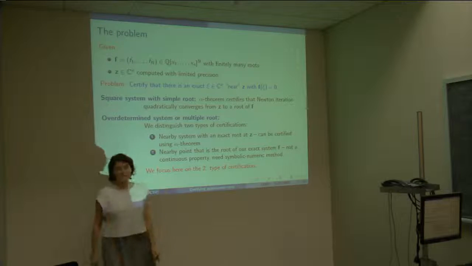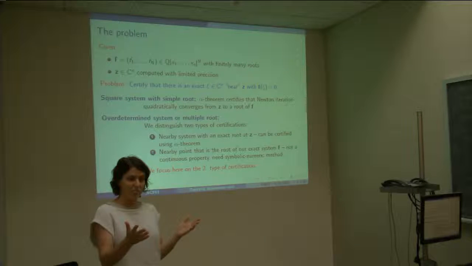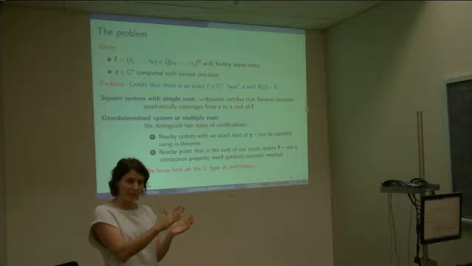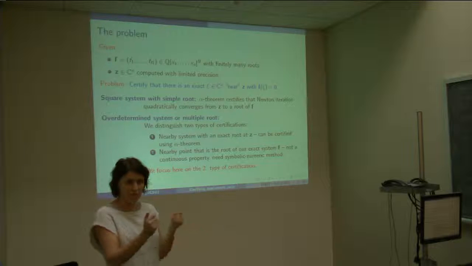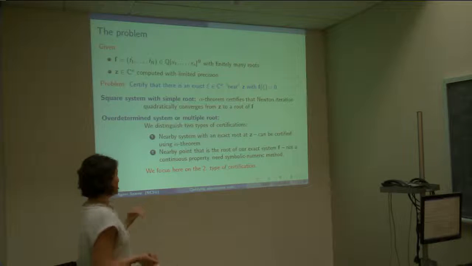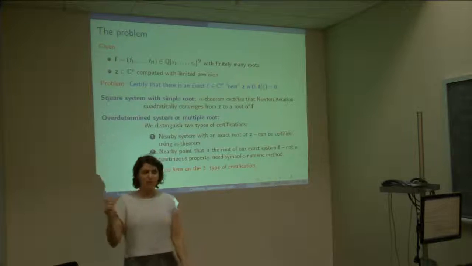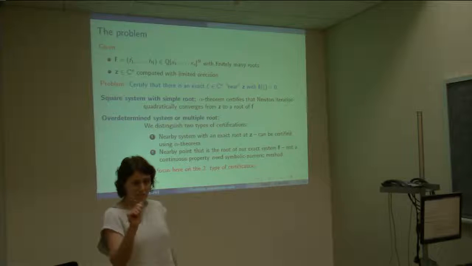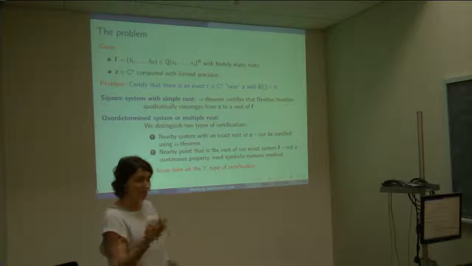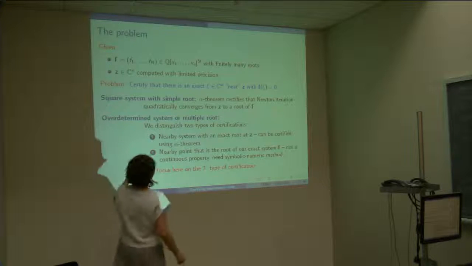For overdetermined systems, where we have more equations, usually the system does not have a root. Even if it had a root, when you perturb it a little bit, it most of the time loses this property of being consistent. So you can talk about several ways of certification. In the literature, there is some work about trying to see whether, if you perturb your system a little bit, you will have an exact root near your point. That is still possible to do using, for example, alpha theory. I'm not going to talk about that.